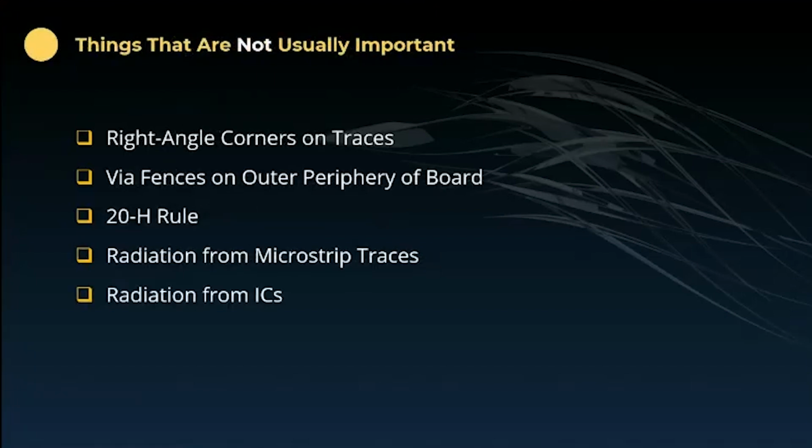Things that you don't have to worry about: right angle corners on traces, via fences out on the outer periphery of the board, 20H rule, radiation from microstrip traces, radiation from ICs. None of that is a thing. None of that is something that basically needs to be done or needs to be accounted for in a design. They're just rules that have sort of developed over the years, really with no basis. I wouldn't say with no basis in physics, but they just don't apply to today's boards.